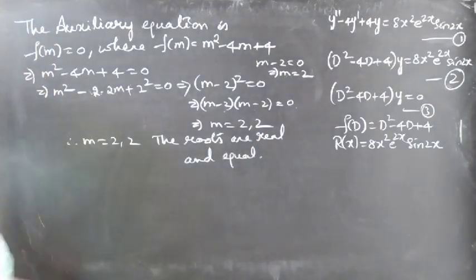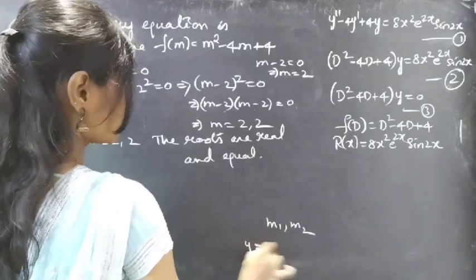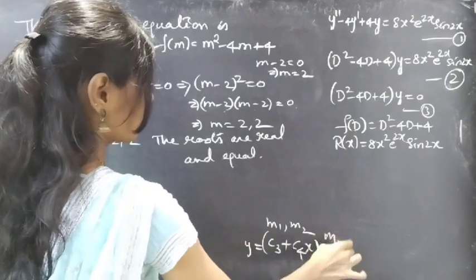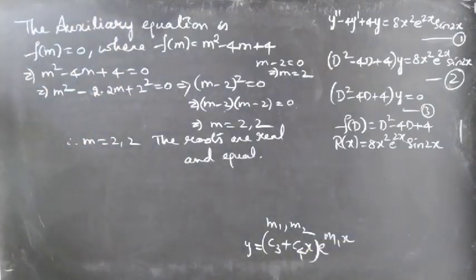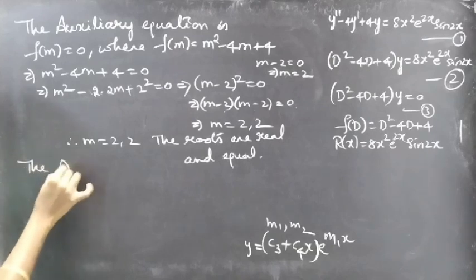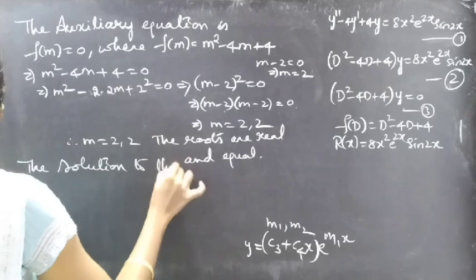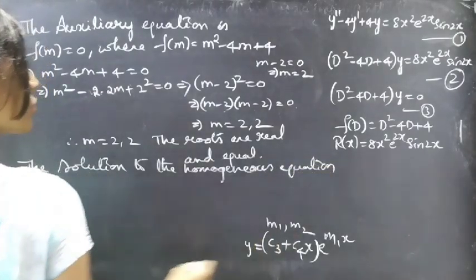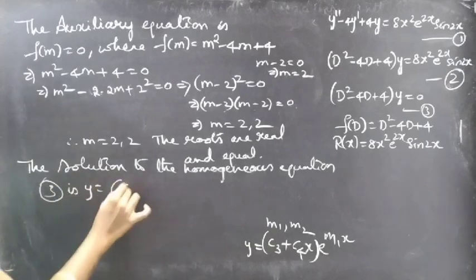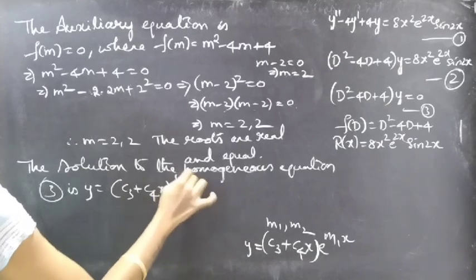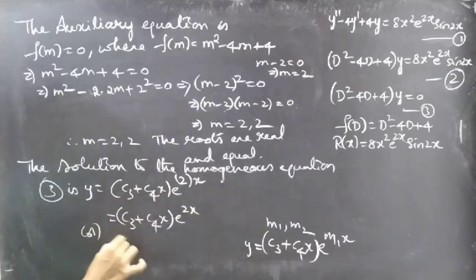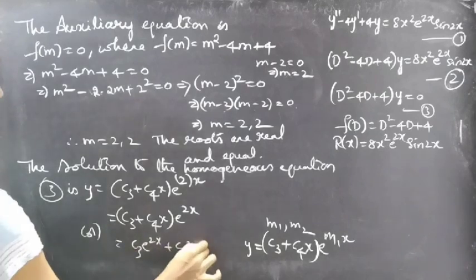We know that when two roots, say m1 and m2, are real and equal, then the solution to our homogeneous equation looks like one constant plus another constant times x, into e to the power of the equal root times x. Here I'm taking C3, C4 instead of C1 and C2 because I want C1 and C2 to appear in the final general solution. Now coming to the solution to our homogeneous equation, the solution to the homogeneous equation 3 is y = (c3 + c4 x) e^(2x), or you can just write it as c3 e^(2x) + c4 x e^(2x).